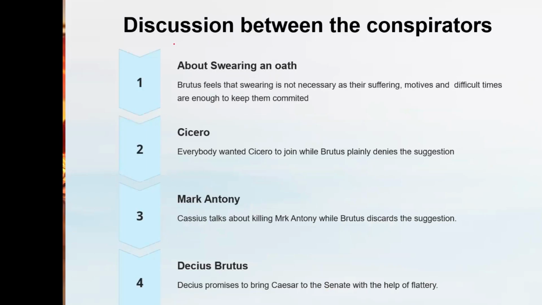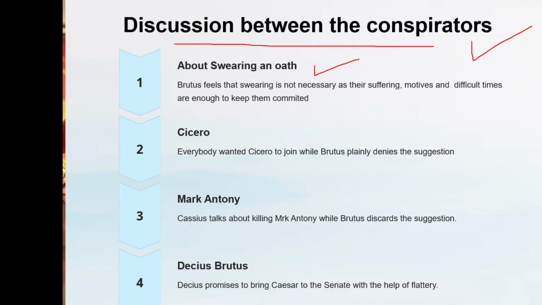Now, in Act 2 scene 1, a very important part is we also see the conspirators come to meet him, right? So when the conspirators come to meet Brutus in the middle of the night, if you remember in Act 2 scene 1, there are certain things which they discuss, right? The first thing they discuss is about swearing an oath. Cassius suggests that they should swear an oath because that will keep them committed to their deed. So Brutus feels that swearing is not necessary.